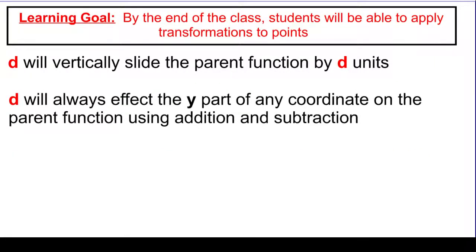Just very similar to C, D is going to do a slide as well, but it's going to be a vertical slide, so it's going to move it up and down. And here's the new part. D is only going to affect the y part of any coordinate on the parent function, and it also uses addition and subtraction. So notice both of my slides, vertical slide using D and horizontal slide using C, are addition and subtraction on the points. C works with the x part, D works with the y part. So they each have their own part of the coordinate.